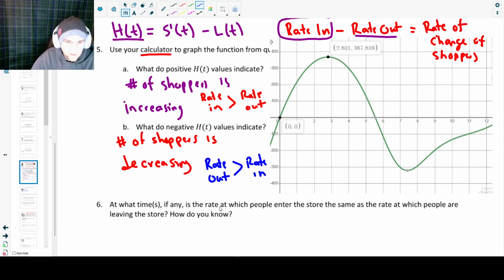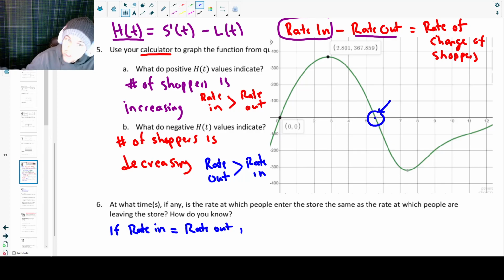Okay. Question 6. At what time, if any, is the rate at which people enter the store the same as the rate at which people exit the store? So if the rate in equals the rate out, what would happen with our rate of change? When we subtract those, if rate in is equal to rate out, that means that the rate of change should be 0. And we can see here there is a point right there where our rate of change is 0. We have a net 0 change in the store.